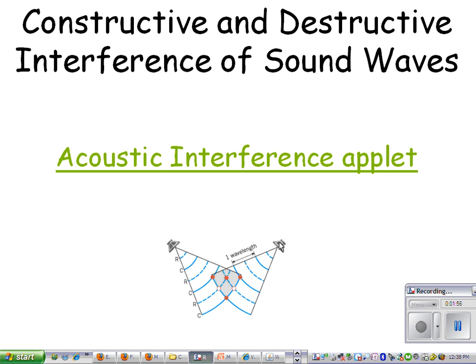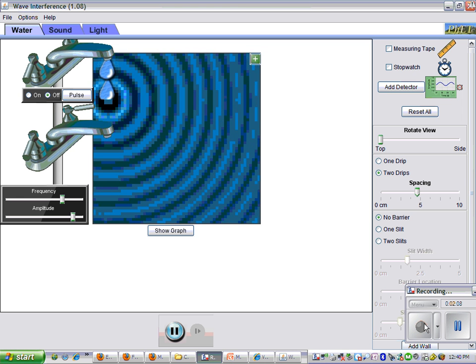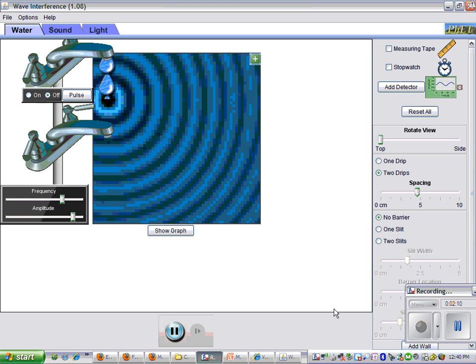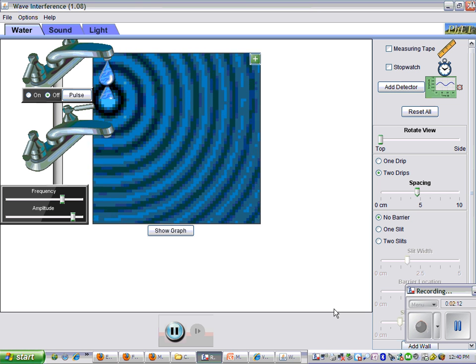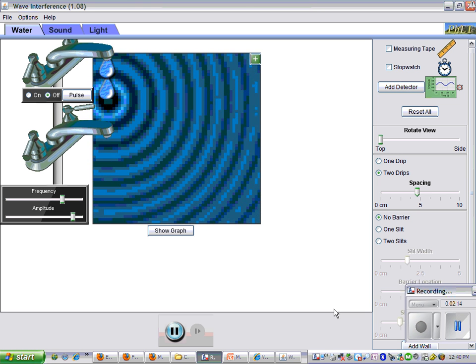Now we're going to take a look at constructive and destructive interference of sound waves. If you had two speakers here, and one speaker is giving off a sound wave and another speaker is giving off a sound wave, they'll start overlapping each other, and you'll have areas of constructive and destructive interference.